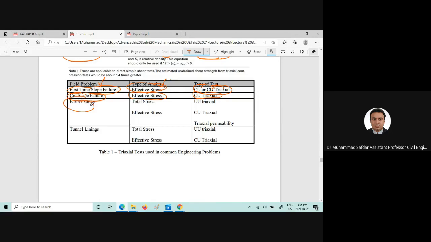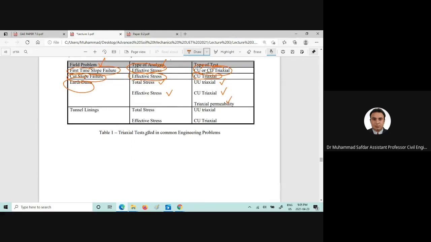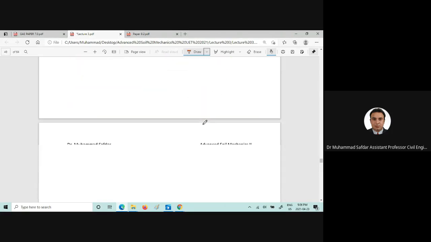For example, for earthen dams, you need to perform the total stress analysis and the effective stress analysis. And what type of test would be better? For example, the UU and CU tests, and the triaxial permeability test should also be performed. For tunnel linings or tunnels, you need to perform total stress analysis and the effective stress analysis, and you need to perform the UU triaxial and CU triaxial test as well.